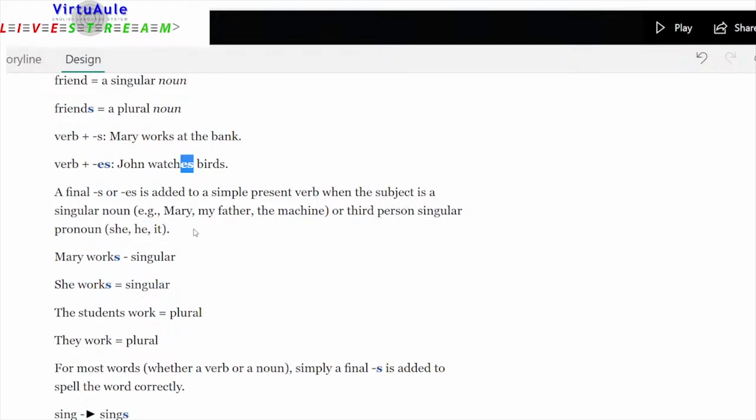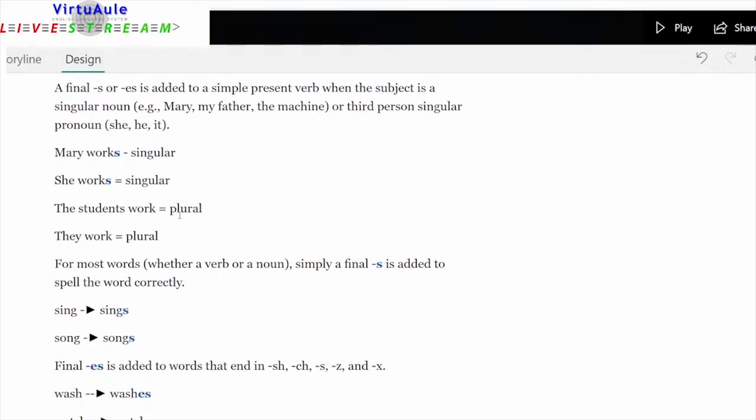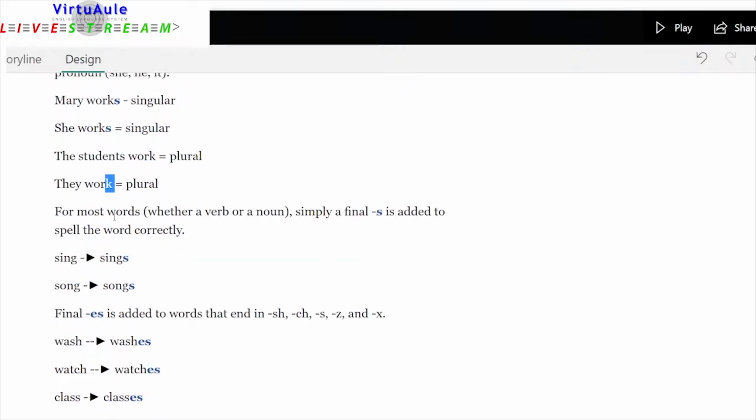Third-person S. Mary works is singular, she works is singular, the student's work is plural, no S. They work, plural, no S. For most words, whether a verb or a noun, simply add an S.